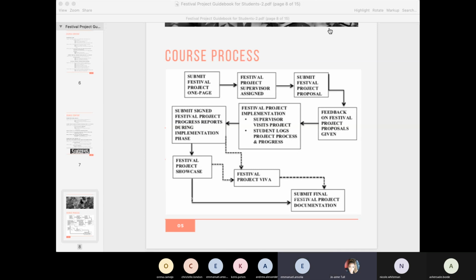Dr. Toll, question. With that, what we may not want to do, is there anything that we should know that the festival project shouldn't be?